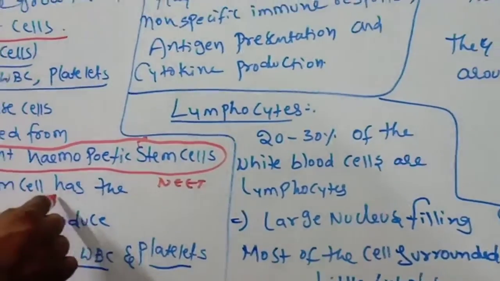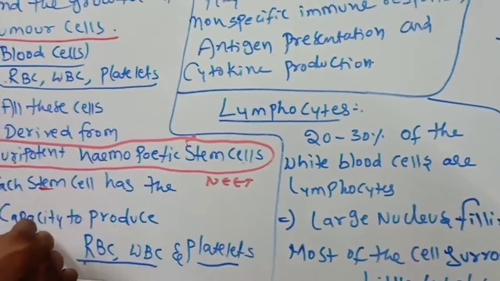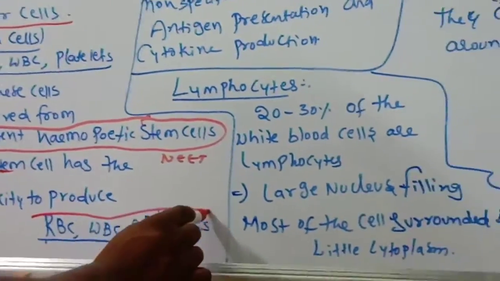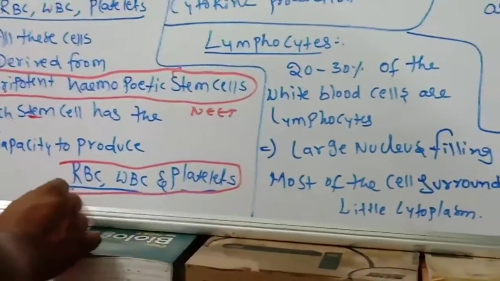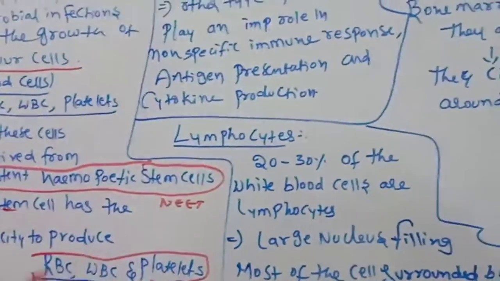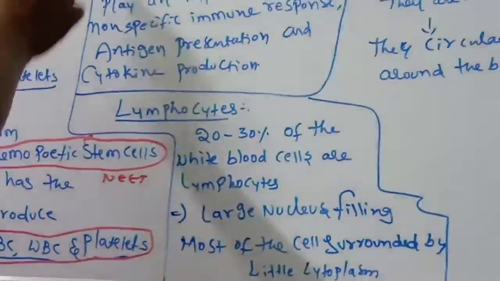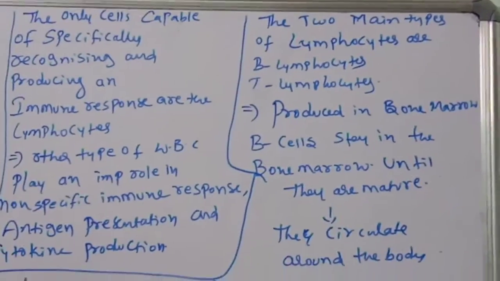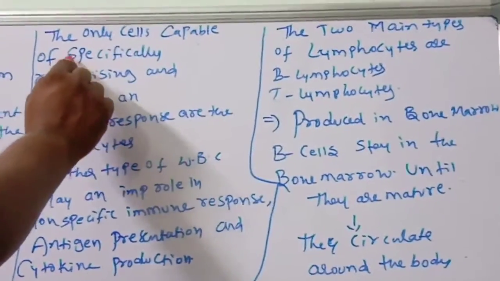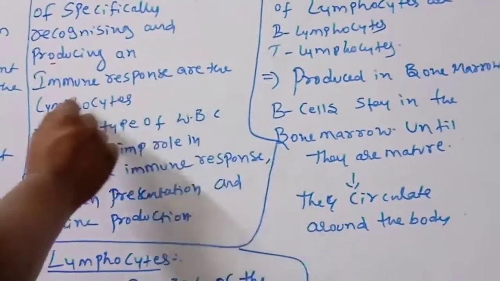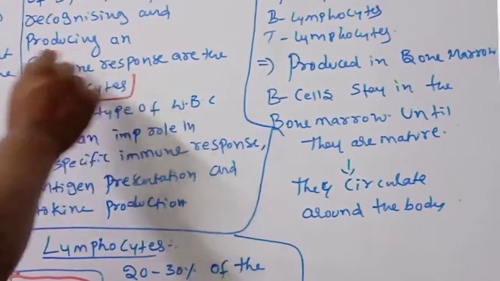So each stem cell has the capacity to produce RBC, WBC and platelets. The only cells capable of specifically recognizing and producing an immune response are the... So which one is special?